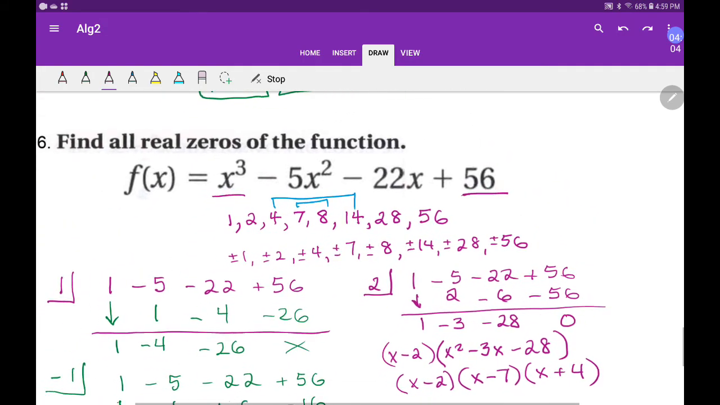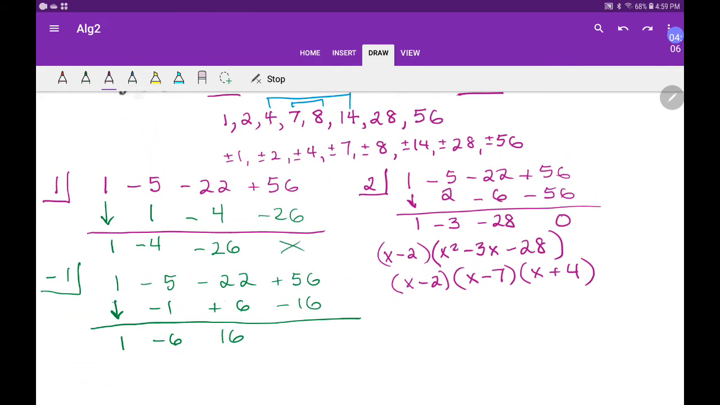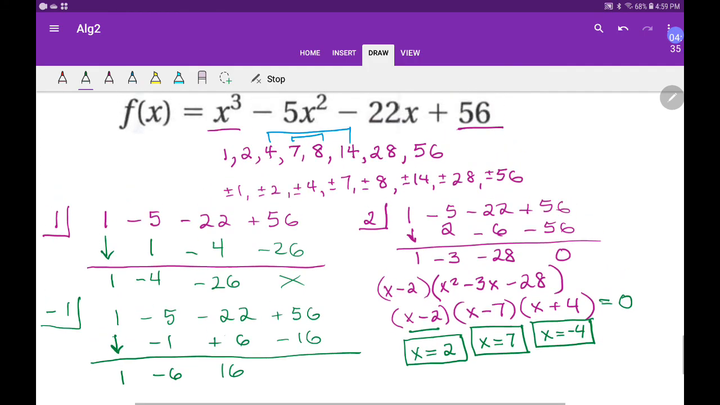And find all the real zeros? Well, I've got it factored. So that's not a problem. What goes with x minus 2 to make 0? Well, x equals 2. So that's one of my answers. That's one of my roots, one of my zeros. What goes with negative 7? Well, positive 7 goes with negative 7. And what goes with positive 4? Well, negative 4 goes with positive 4 to make 0. So these are my 3 roots.